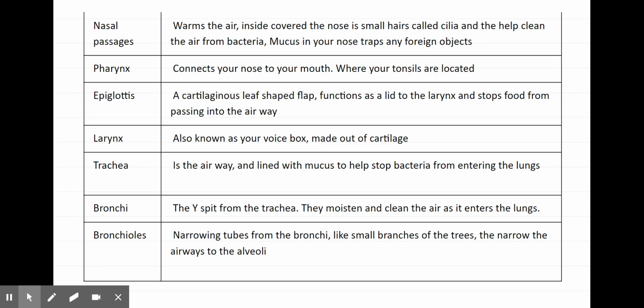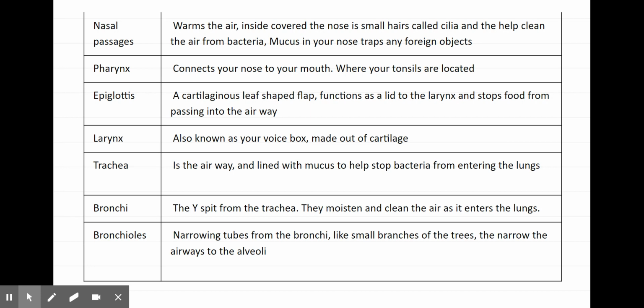Your trachea is essentially the rest of the airway from your larynx down into your lungs, which is a long tube that is lined with mucus, again, to help stop bacteria from entering your lungs. Then we reach the bronchi. The bronchi are the split from the trachea because you have two lungs, so you have to send air in two directions. So it splits in almost like an upside down Y shape. And again, the bronchi's job is to moisten and clean the air as it enters the lungs.